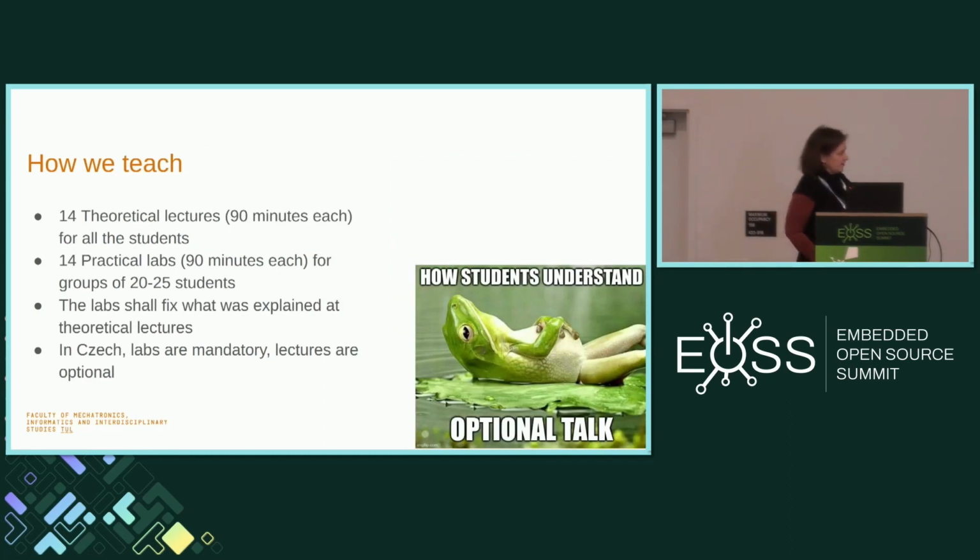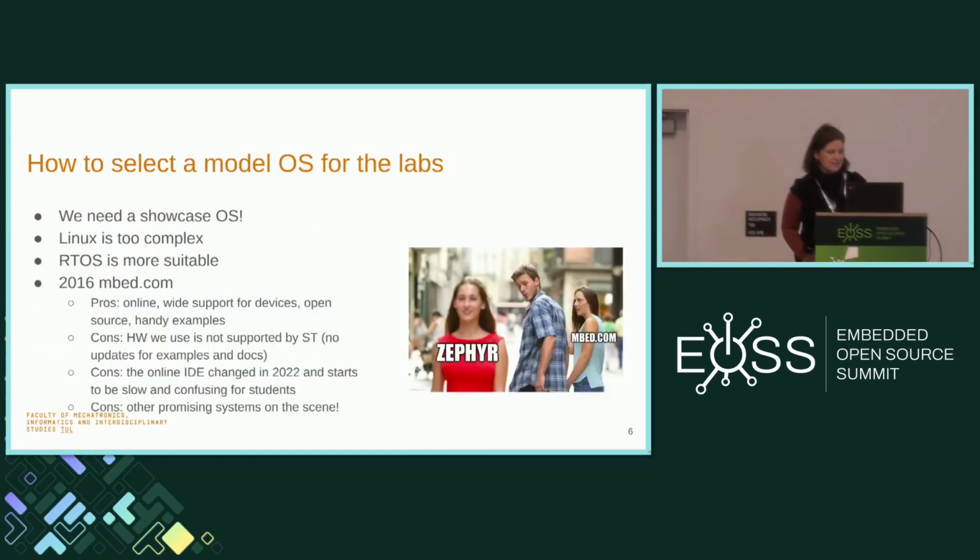Teaching at Czech universities is divided into two parts. We have so-called theoretical talks, which are for the whole year, roughly 100 students, and then we have the practical labs. The only mandatory part of the teaching is the practical labs, so you can imagine how many of them come to the theoretical lectures. But still, we can deal with that somehow. We have roughly 14 lessons per semester.